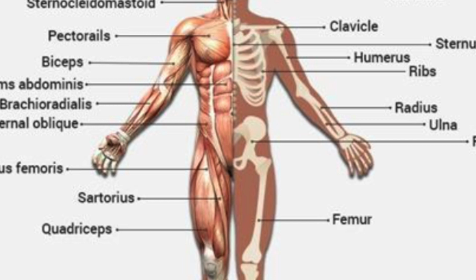So hypothenar is ulnar: there is opponens digiti minimi, abductor digiti minimi, and flexor digiti minimi.